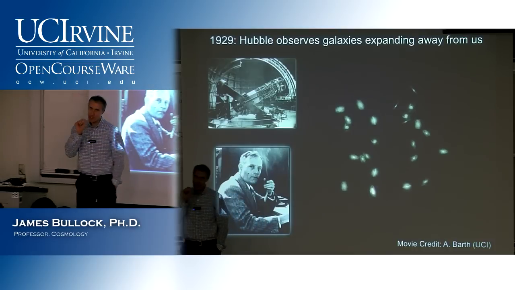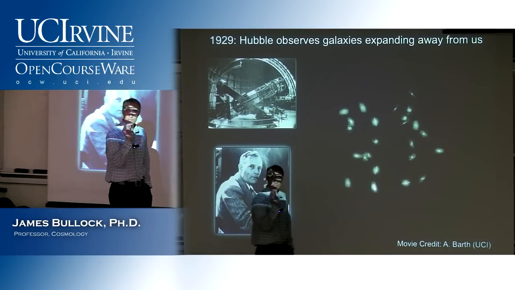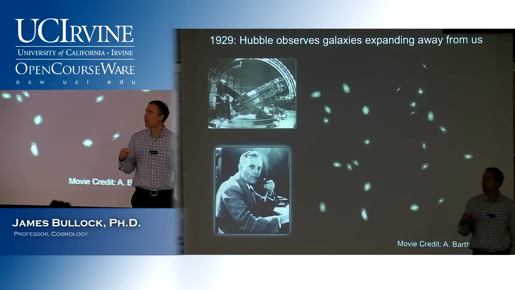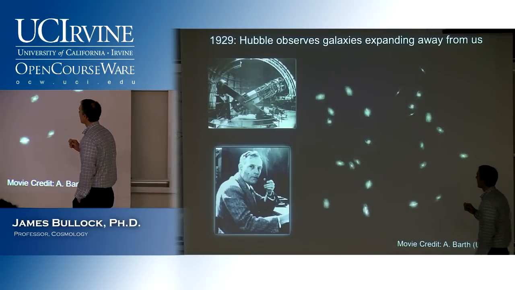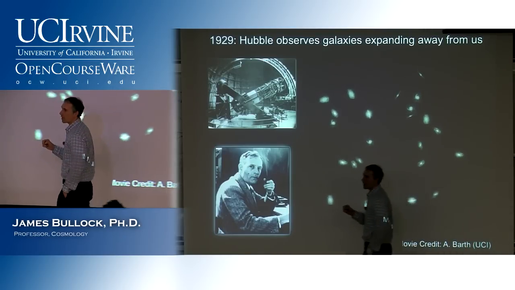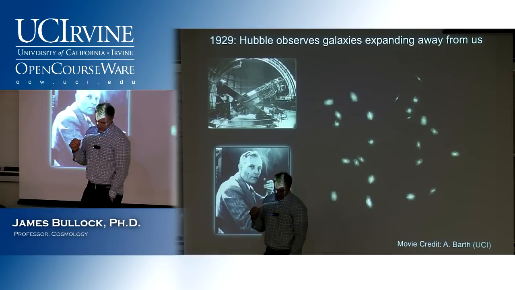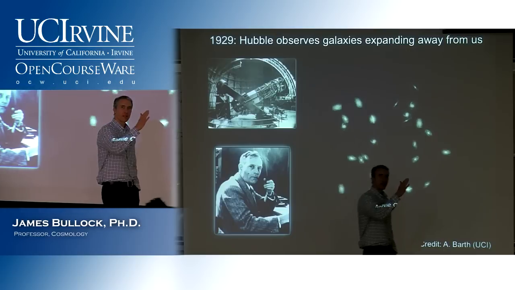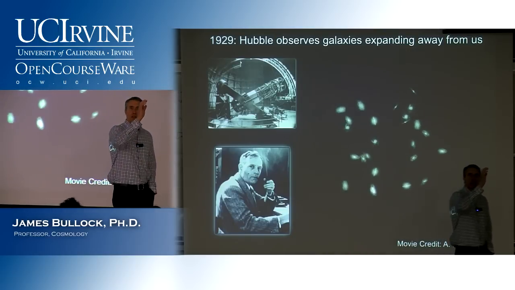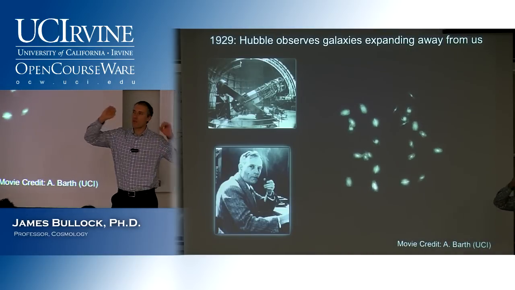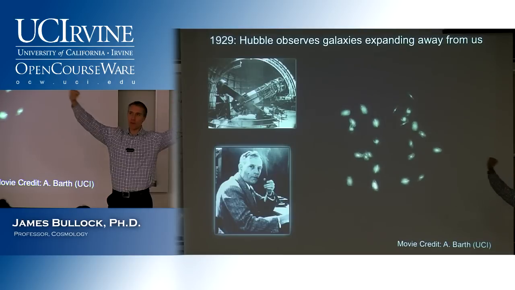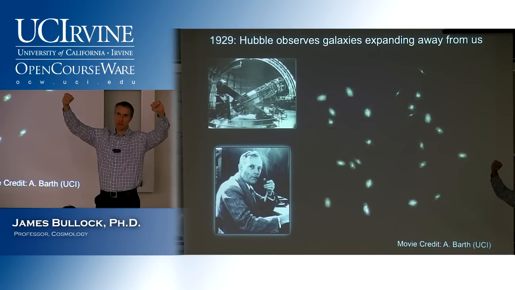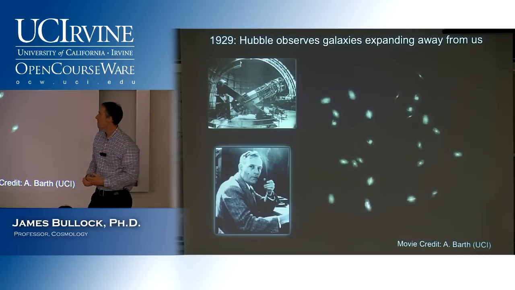The most important observation in the history of this kind of understanding was basically a series of observations done by Edwin Hubble. What Edwin Hubble did in 1929 was demonstrate that if you look at galaxies, these galaxies have recession velocities, so they're moving away from us. And the farther the galaxies are from us, the faster they're receding from us.